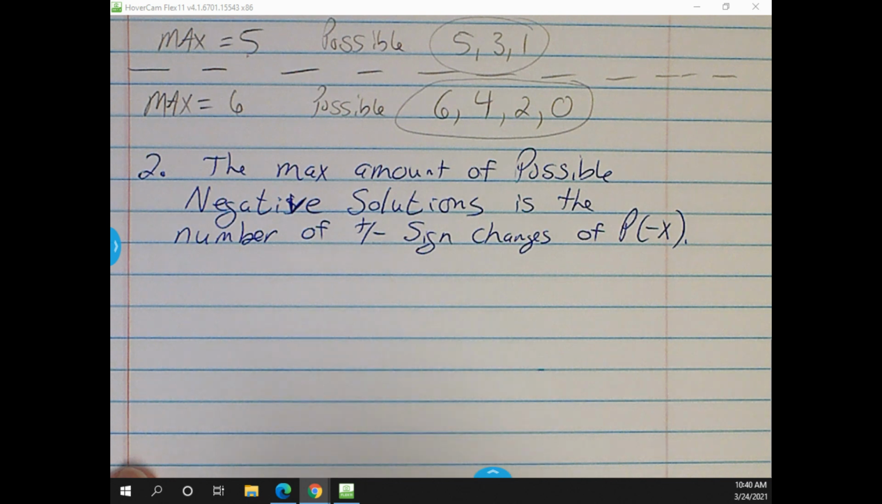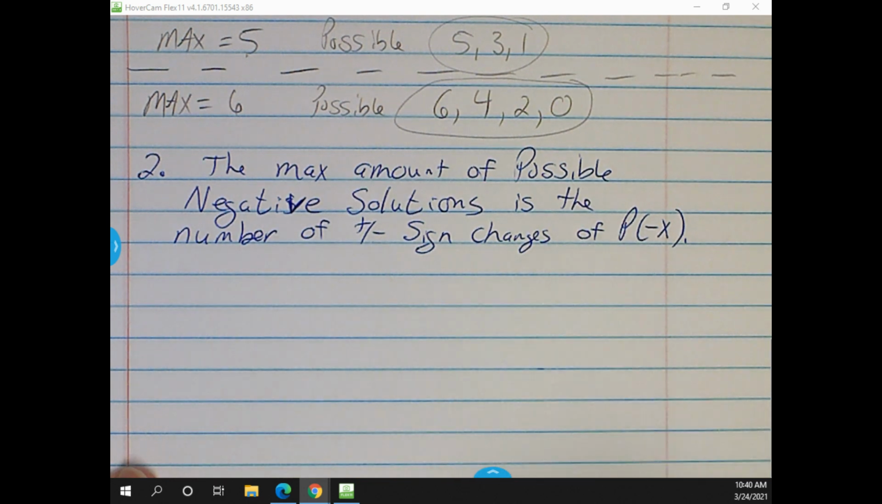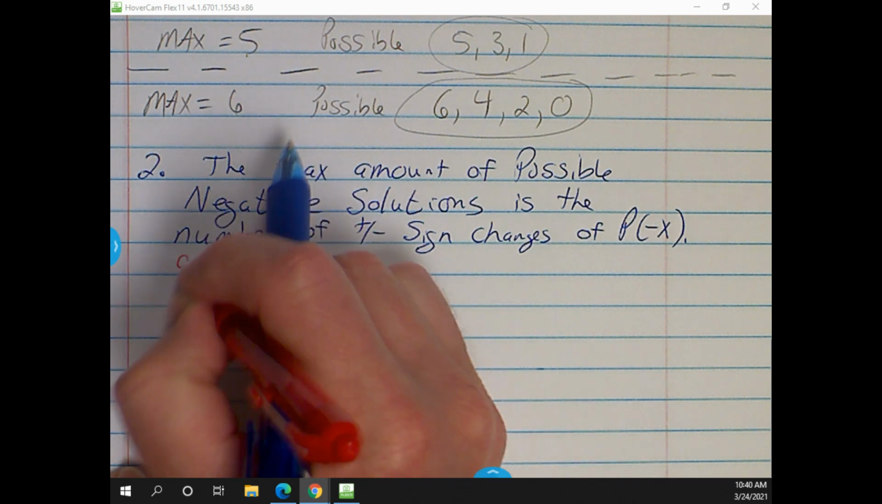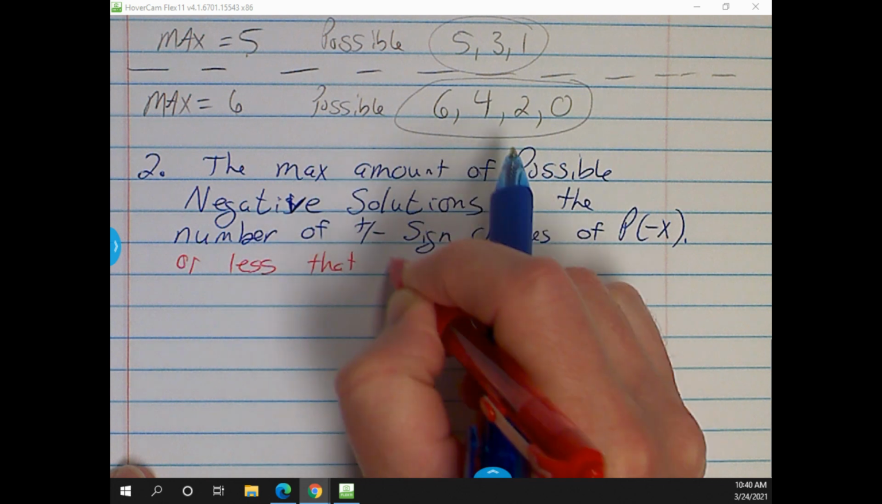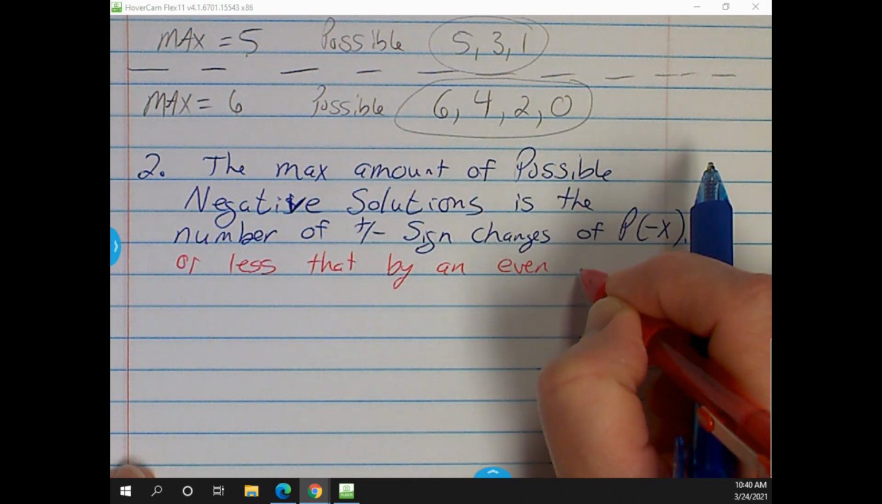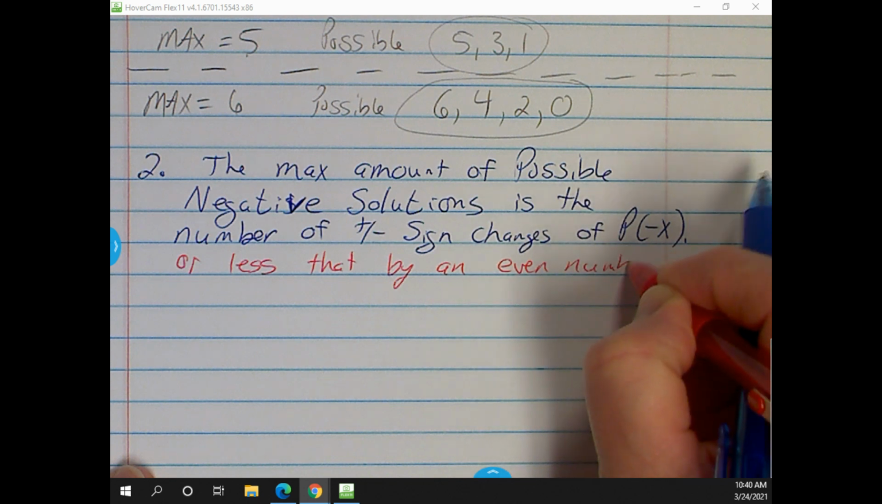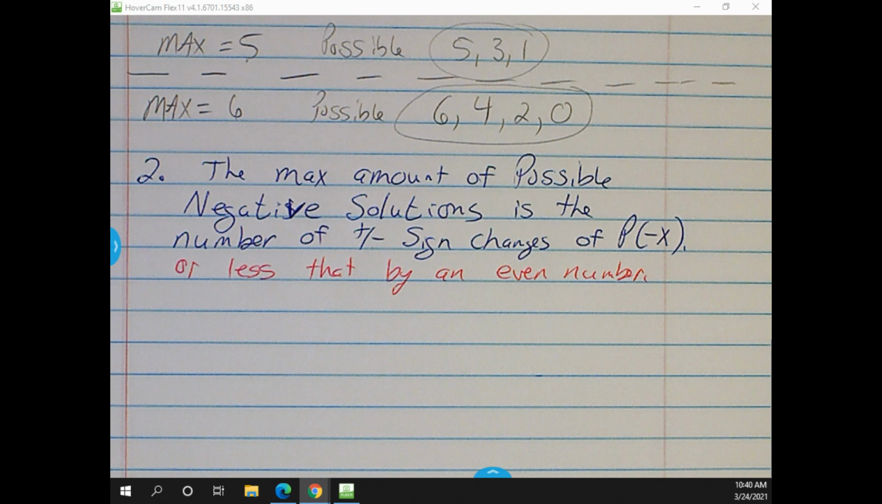Okay, so for positive numbers, we use a positive X. For negative solutions, we're using a negative X. And again, we can say or less by an even number. So same thing is true on this one that was on the first one, that you can always take this back in even amounts so that you can always knock it down from that one.